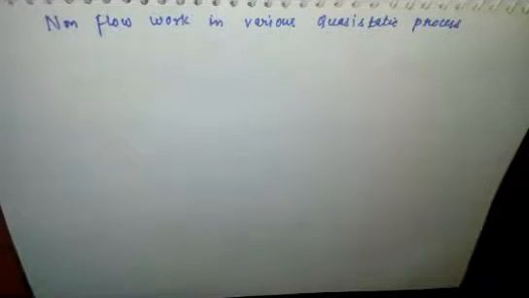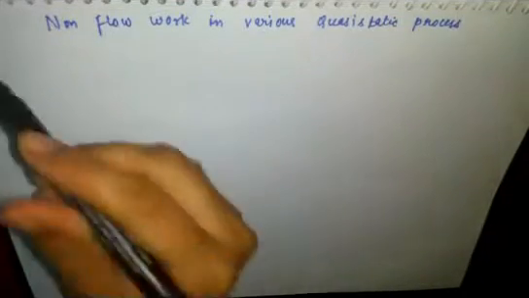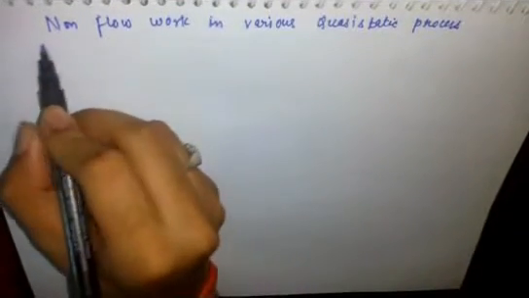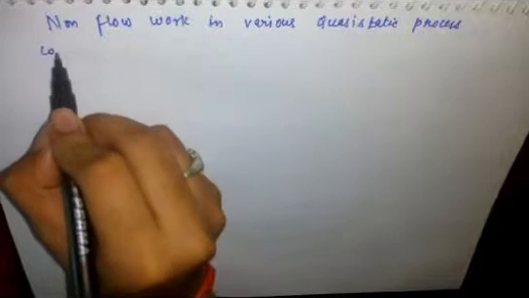In this video, we will learn about non-flow work in various quasi-static processes and learn about work done in constant volume process, constant pressure process, adiabatic process, isothermal process, and polytropic process. So first, let's start our topic. First is constant volume process.